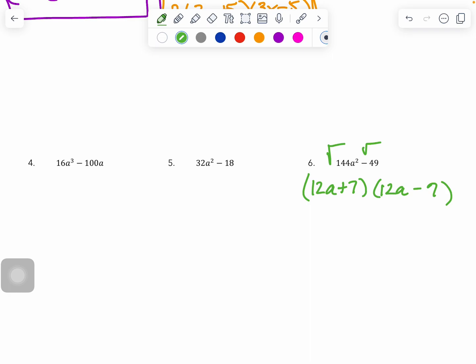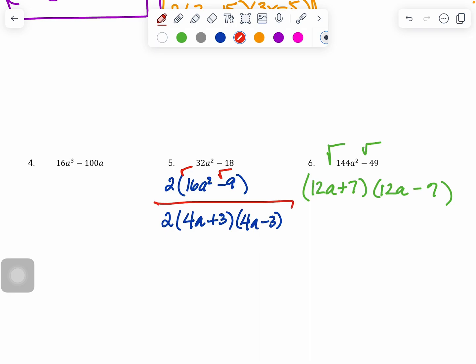Let's go ahead and look at number 5. There is a GCF. I know 2 can go in, but I think that's as high as we can go. So 2 is going to go in here, 16a squared minus 9. 16 is a perfect square, 9 is a perfect square, so 4a plus 3, 4a minus 3. Remember, every time we're just taking the square root, and as long as it's a minus sign, that can be my final answer.